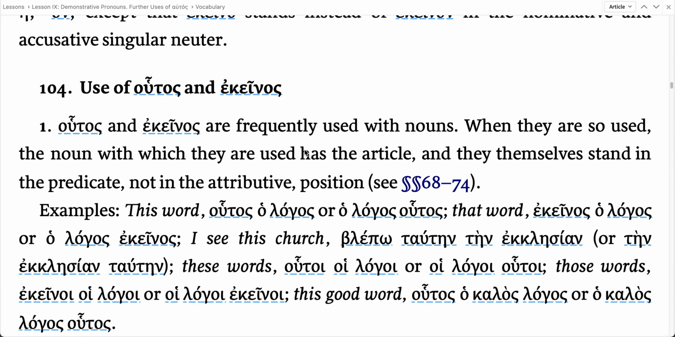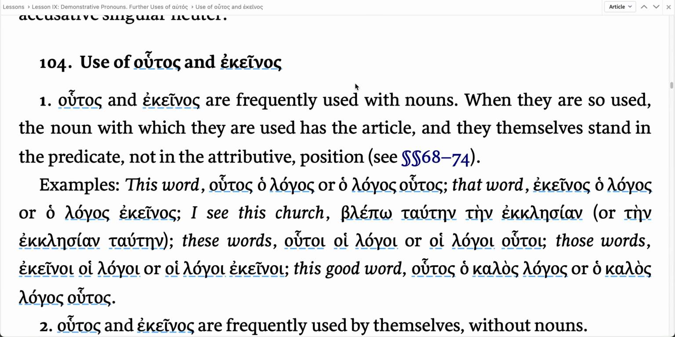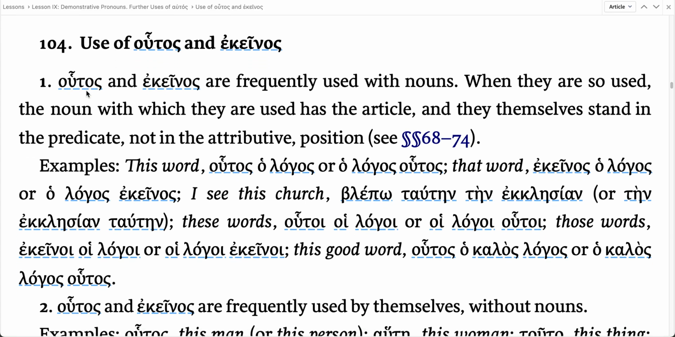So here's an idea of how you use them, how they show up in Greek. So houtos and ekeinos, this and these, that and those, are frequently used with nouns. When they are so used, the noun with which they are used has the article, and they themselves stand in the predicate, not the attributive position. Okay? So notice, the attributive position has the article, right? Well, the predicate does not have the article.